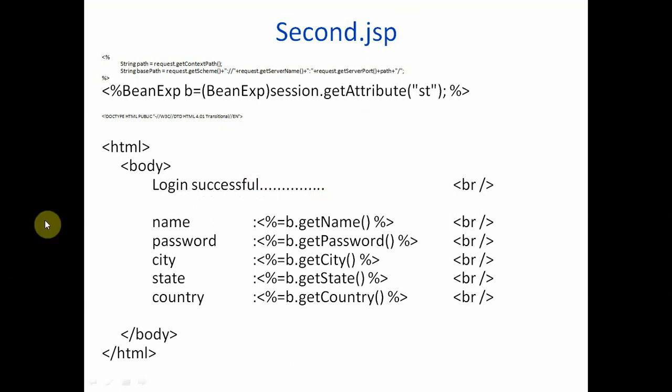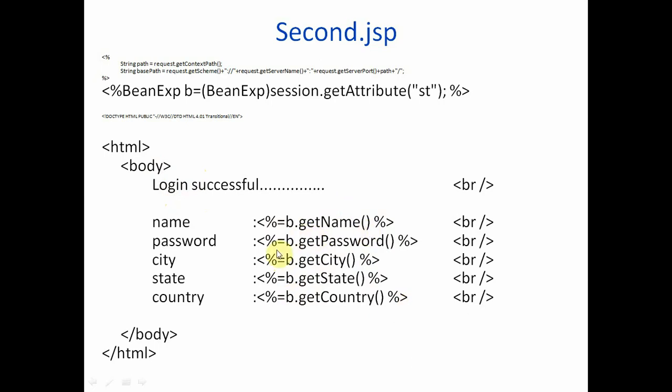Again we start the HTML code, then the body, and we write "login successful", and then we display all the values of the variables obtained through getName, getPassword, getCity, getState, and getCountry.